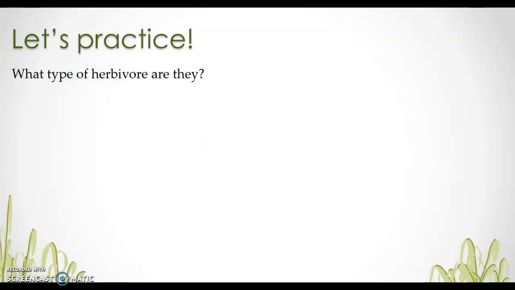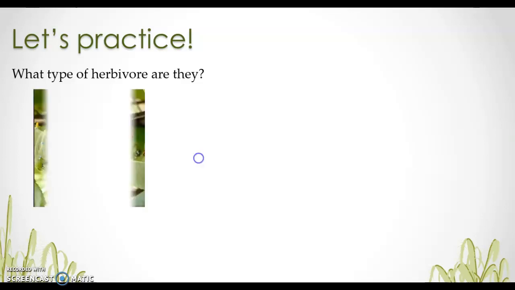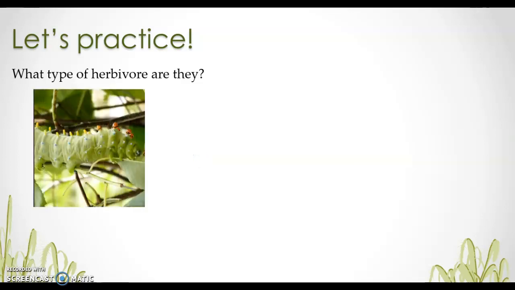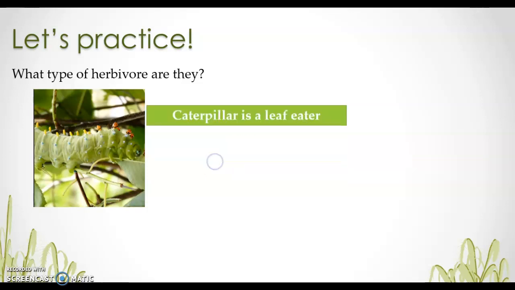So the question is, what type of herbivore are they? So what type of herbivore is the caterpillar? What do you think, guys? ¿Qué tipo de herbívoro sería la oruga que vieron en el video? Okay, so pretty good, muy bien. Caterpillar is a leaf eater. En este caso sería un comedor de hojas, ¿cierto? Good. Obviously, they love leaves, okay?